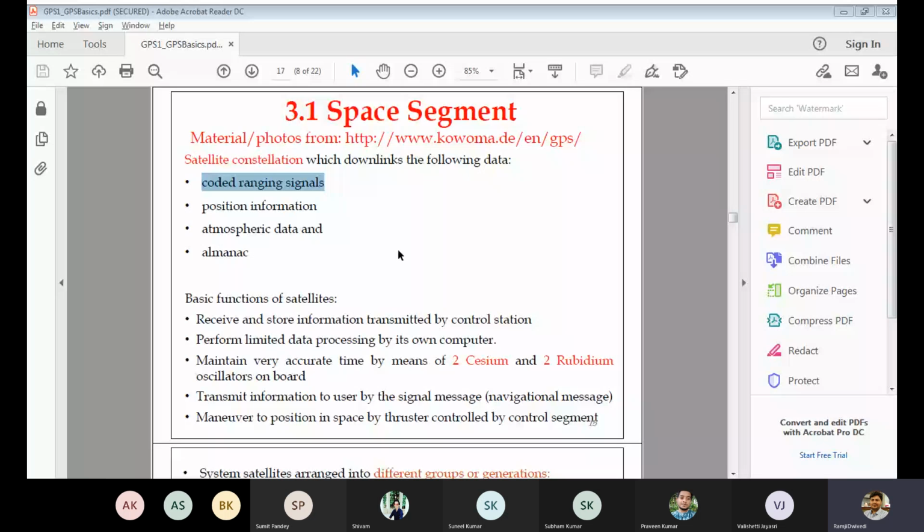So when we are getting the signal, it's not so easy. There are a lot of processes involved in this data positioning. So this is very important, you must know that these are the very basic functions.